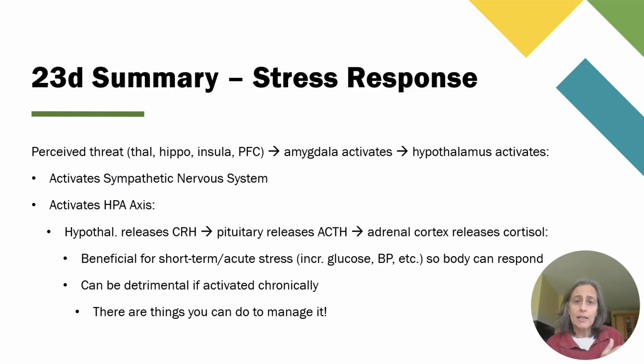And it also activates the HPA axis, where the hypothalamus releases CRH, which causes the pituitary to release ACTH, which causes the adrenal cortex to release cortisol. Cortisol is very beneficial to us in the short term, right? Increases glucose and blood pressure so our body can respond. But over the long term, if cortisol is chronically elevated, it is actually detrimental to our health. But there are things that you can do to help manage chronic stress.